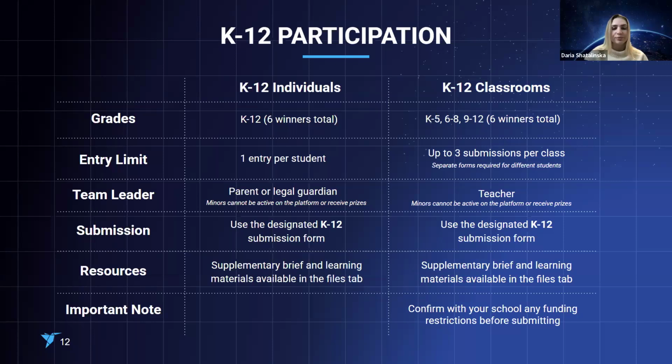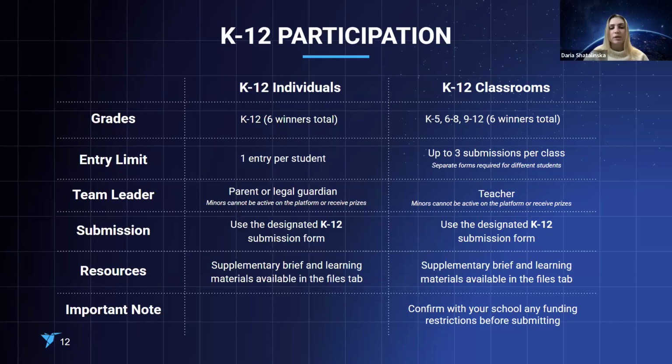For the classrooms, we have divided that into 3 main grade areas. So K through 5, 6 through 8, and 9 through 12. There will be 6 finalists in total. So ideally, we would like to select 2 in each group, but we might shuffle it a little bit.